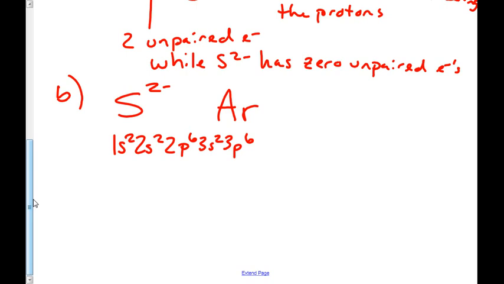So what's the question? I'm so excited about this first part. Which one is easier to remove? They have the same number of electrons, so which one would be easier to remove? Why, Nate? What's the money word that I need to bring up? Nuclear charge. This S2- has a smaller nuclear charge, which cannot hold the electrons as easily.